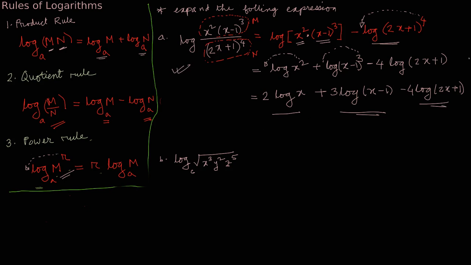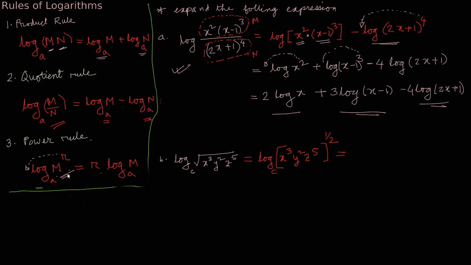Okay, so let us do the second problem. First of all, I am going to express that square root in a different manner. So I have a logarithm of x cube y square z power 5, and the whole thing to the power half, because that's what my square root is. And the base is c.